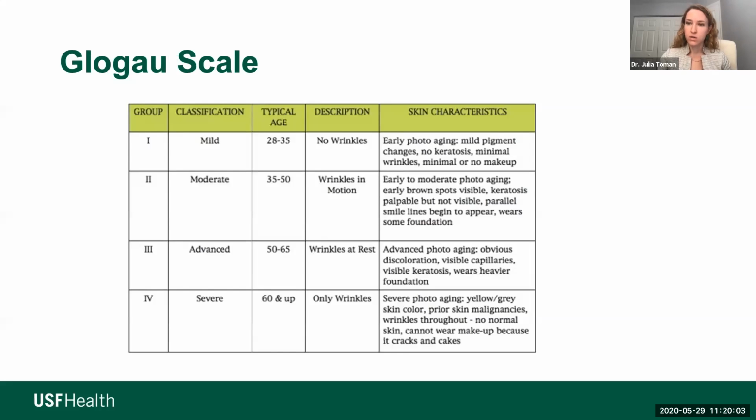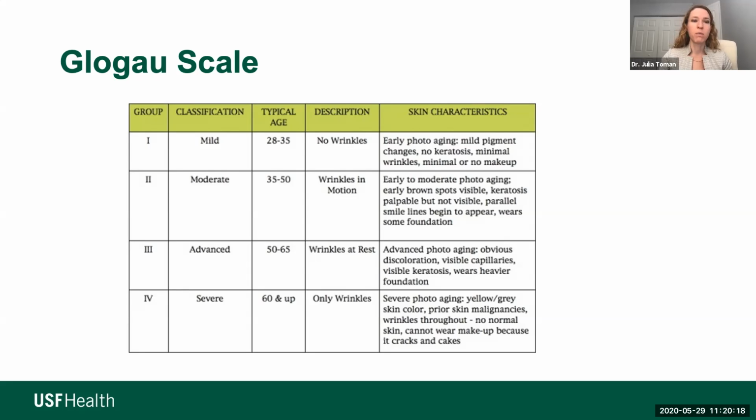All right, we're going to leave lasers behind a little bit and then refocus on them again after we talk about facial rejuvenation. And you can't start talking about facial skin rejuvenation without, of course, going over the Glogau scale. This is a way to communicate with colleagues about how we define photoaging of the face.